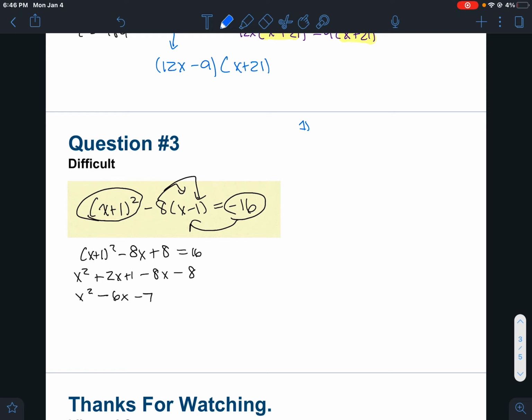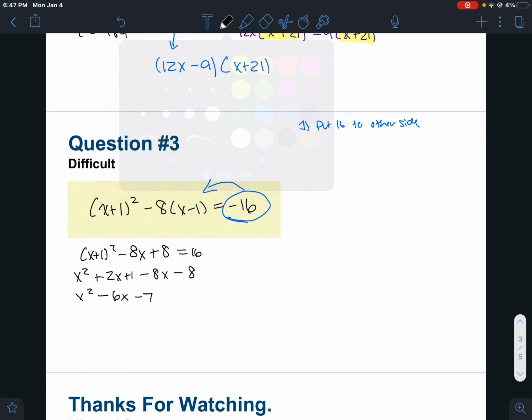I was a little bit quiet, so I do apologize for that. Let me erase this so we can know how to go about it. Okay, we identified that the negative 16 is on the other side. We're going to have to put that onto the other side. So put 16 to the other side. Because when we're factoring, right, let me do it in factor form. x squared minus 6x minus 7. It has to equal 0. The other side has to be 0 in order for you to factor.